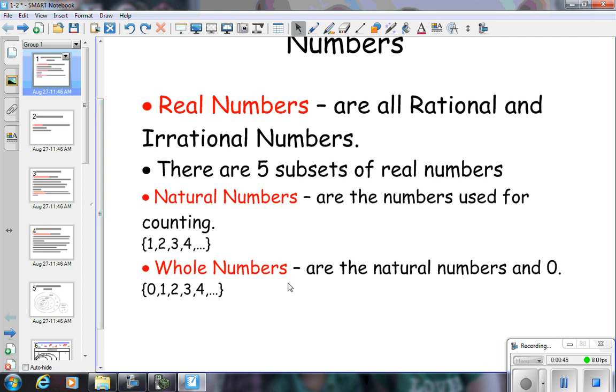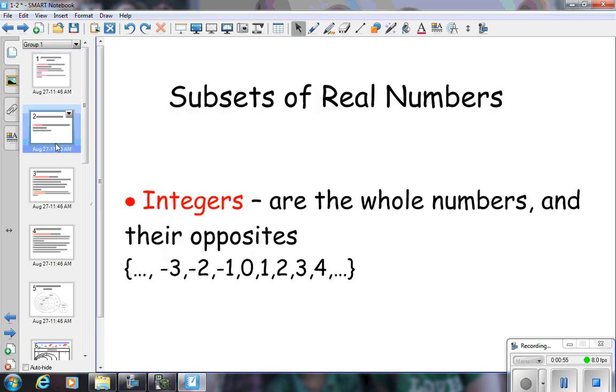Then the next set of numbers are called whole numbers, and those are made up of all of the natural numbers and the number 0. And so you can see I've listed out those sets of numbers. The next subset of real numbers are called integers. And integers are all of the whole numbers, so you can see we're kind of building on each subset. So we have all the whole numbers listed, but it also includes their opposites. So the opposite of 1 is -1. The opposite of 2 is -2. So it has all of their opposites.